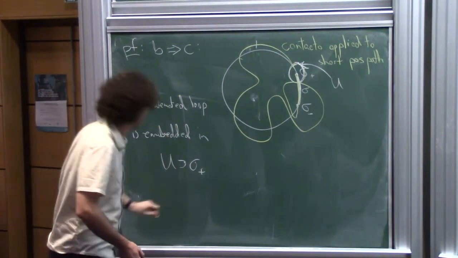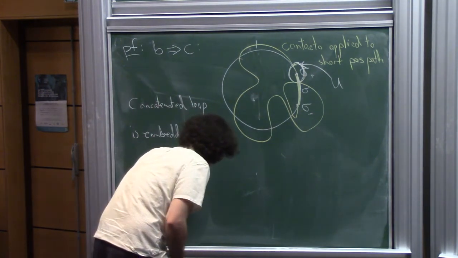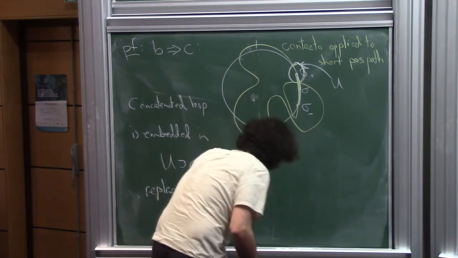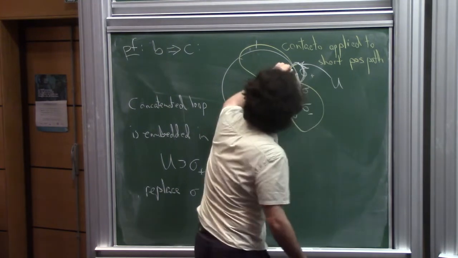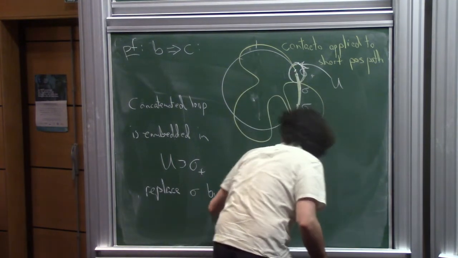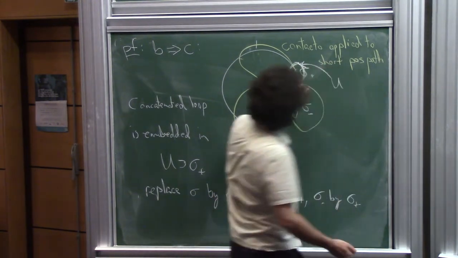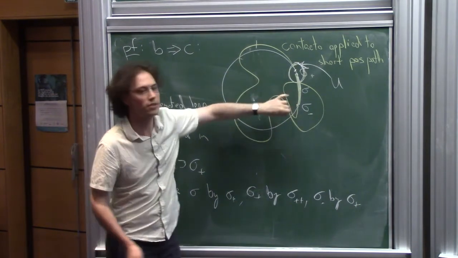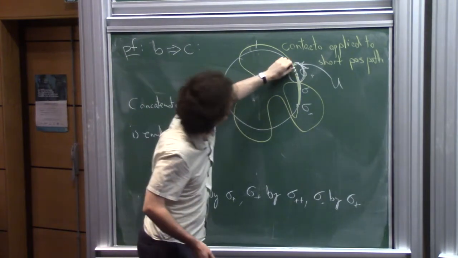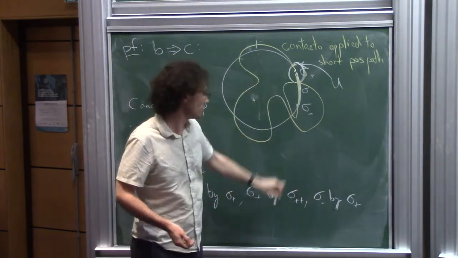So now I'm going to replace sigma by sigma plus, by some sigma plus plus, and sigma minus by sigma plus minus. So I can just zoom in there, which is equivalent to what I started with. So now this is some global positive isotopy sigma plus plus.